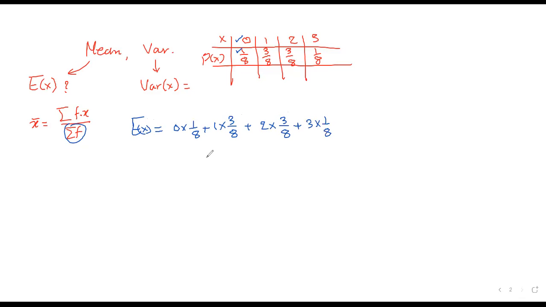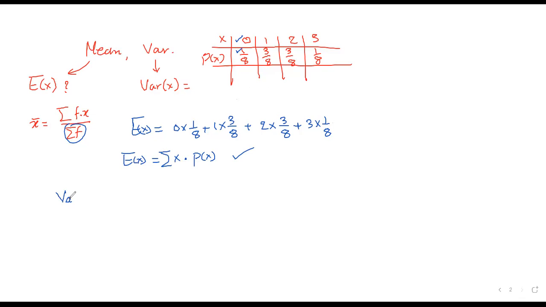And what is this? What are we doing? We are multiplying the x's by their probabilities, P(x), in fact, and we are taking the sum of those. So this rule is the rule for finding the mean for the discrete probability distribution table. Now let's think about variance.